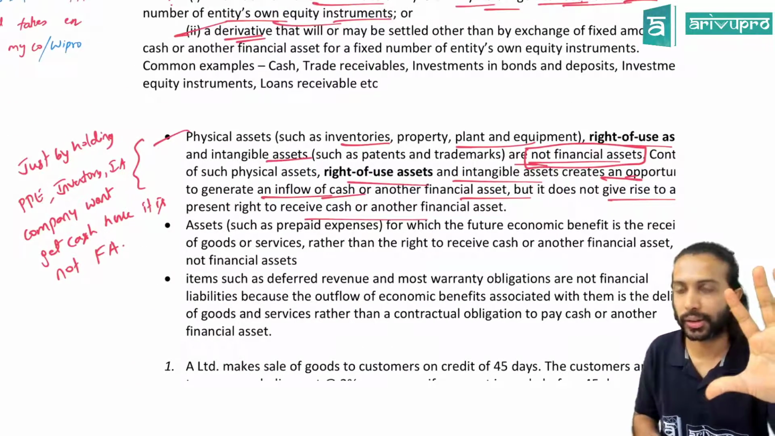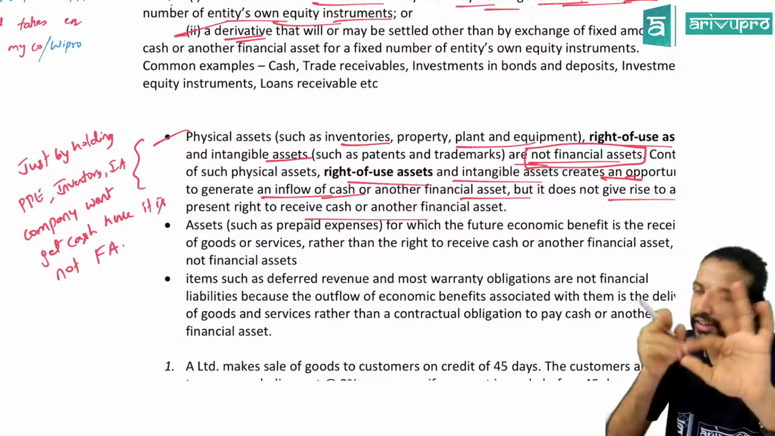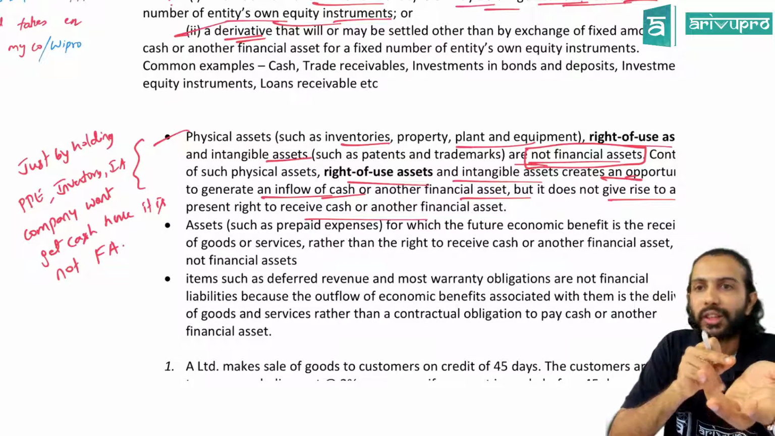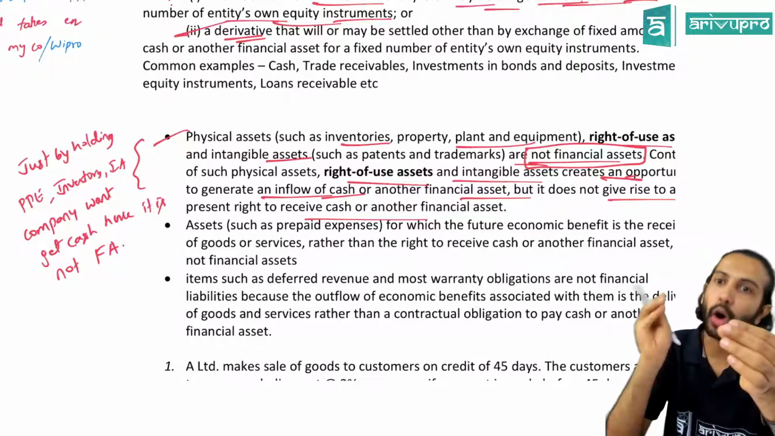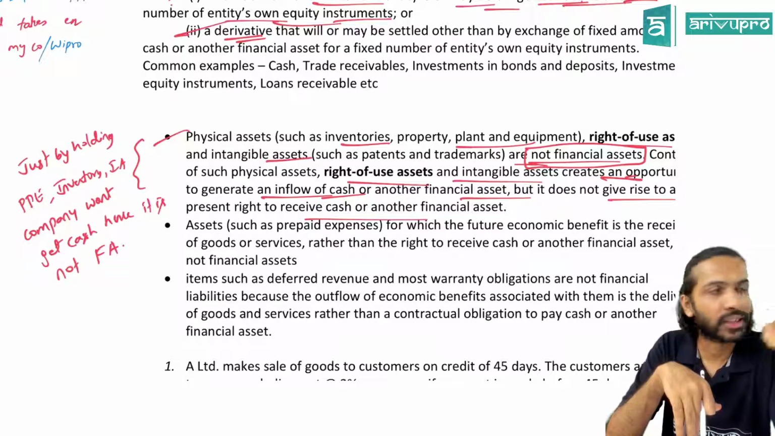What are not financial assets? Just to recap: is PPE a financial asset? No. Inventory is not a financial asset. Intangible assets are not financial assets. ROU assets are not financial assets because they only generate cash flow opportunity. Just by having them, you don't get any cash. Are we fine? Hence, they are not financial assets.